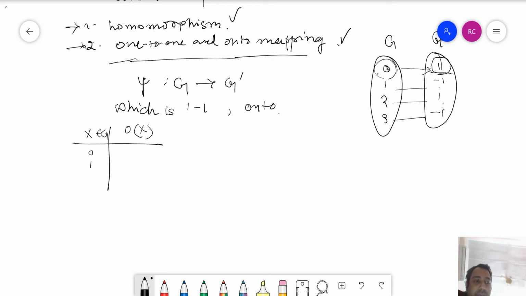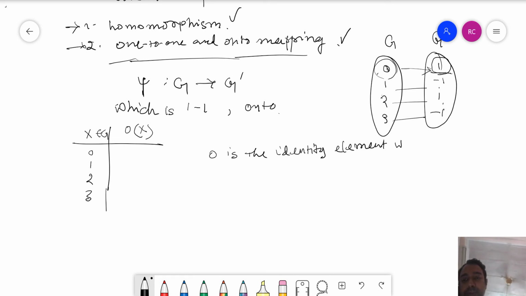So we have the elements of G and we have the order of the elements of G. All the elements of G are 0, 1, 2, and 3, and we have to find the orders. So how do you find the orders? This is how we find the orders. So 0 is the identity element with respect to G with respect to the operation plus modulo 4. So the order of the identity element is always 1.